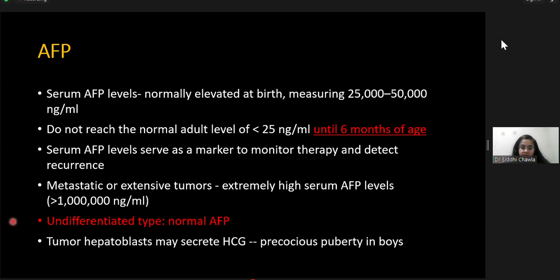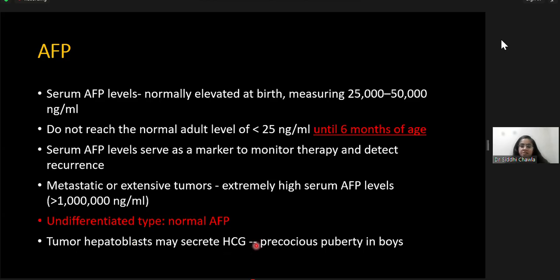So this is a very important pointer, and that is why I put it in red, that all of you should remember: even if the AFP is normal and your imaging is suggestive of hepatoblastoma, you should still consider the possibility of hepatoblastoma in a child who is less than 2 years of age.